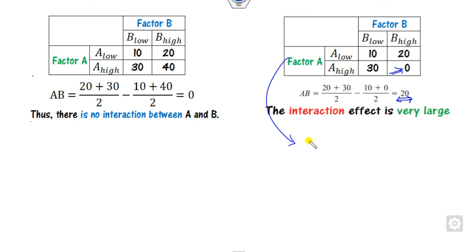Why? You can see what the main impact of A is. You can compute (30 + 0)/2 minus the other, that is 30/2, and you can see it is 0. Similarly, if you want to find the impact of B, it will be 20/2 minus 40/2. So that's why you can see there is a change of 20. Or another way, you can draw it graphically.